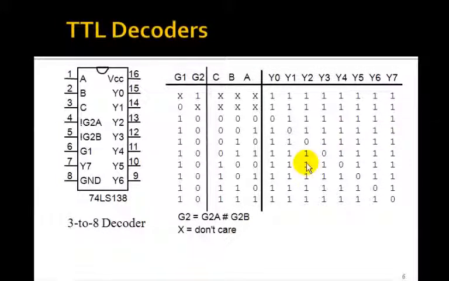Here is another TTL 3 to 8 decoder, the 74138. Here there are 2 enable signals. G1 has to be 1, G2 has to be 0 to enable it, and then there are 3 inputs, C, B, and A, and again this is a case of an active low output.